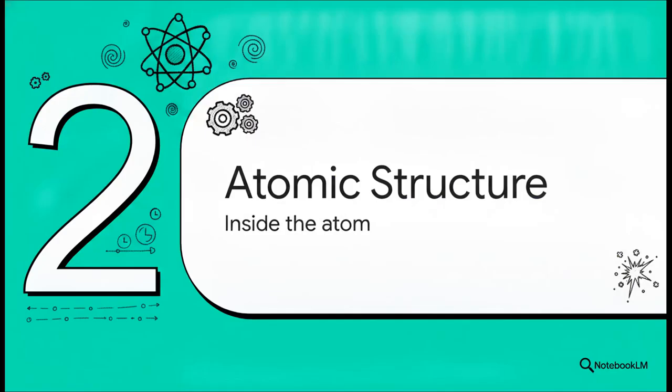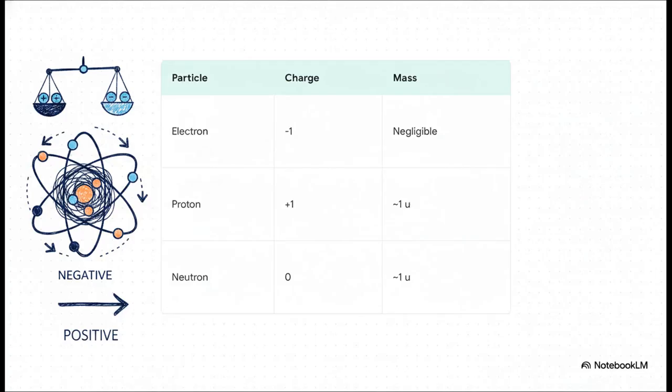Moving right along to Section 2, Understanding the Atomic Structure. So, this perfectly illustrates the delicate balance we find within the atom. We're looking at three main subatomic particles. You've got electrons orbiting outside the nucleus. They carry a -1 charge, and honestly, their mass is so incredibly tiny we just consider it negligible.